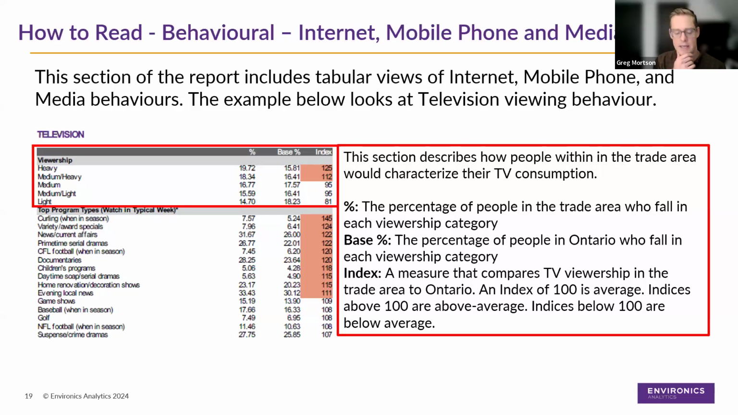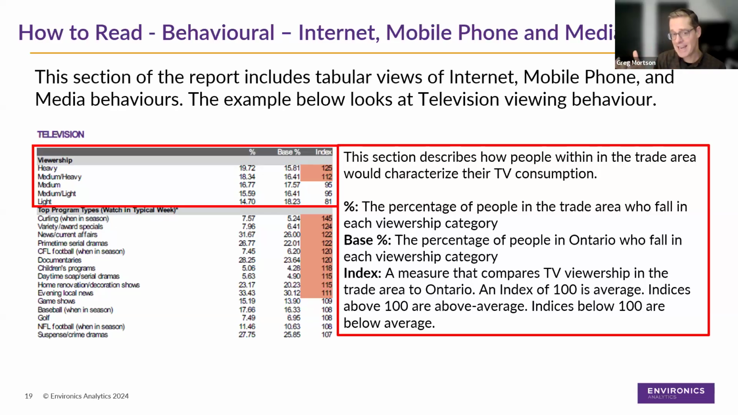So I'm going to give you the tools to be able to interpret this, and then you can use it for other sections as well. So for television, what we're saying here is this percentage field here, and we can see 19.72 for heavy viewership. What this is saying is that 19.72% of the people within my trade area consider themselves heavy television viewers, okay? When I see base percentage here, that's the percentage of Ontarians that would classify themselves as heavy television viewers, and that's 15.81.